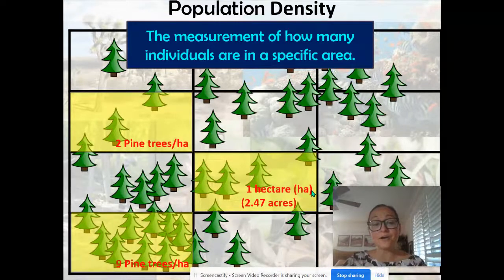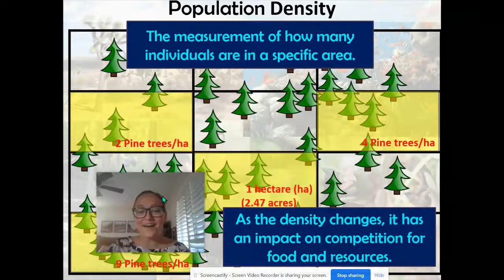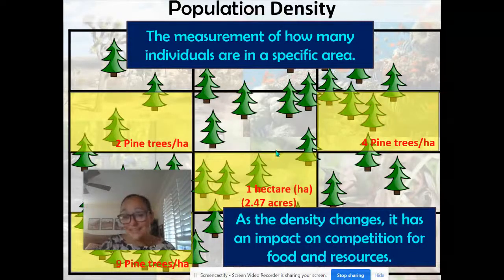One sample could be very misleading, whether it's 2 pine trees or 9 pine trees would tell very different stories about the density of this pine tree population in a forest. Okay, so here would be 4 pine trees per hectare. Okay, so as the density changes, it has an impact on competition for food and resources.